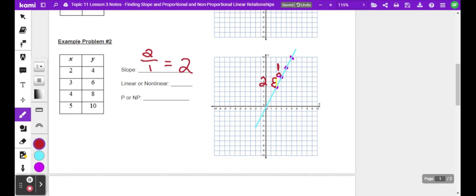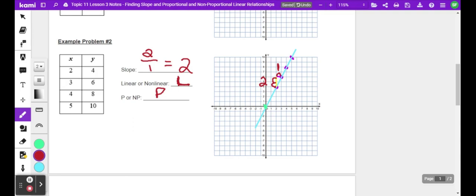And we can tell that that is definitely a linear line. It is a straight line. So we'll put an L for linear. And then the last question, whether it's proportional or non-proportional. Remember, to be proportional, it has to be a straight line, which we know that it is, and it has to pass through the origin. And I can see that that line passes through the origin right there with my green dot. So this line is a proportional line.